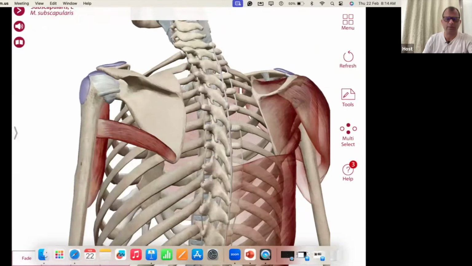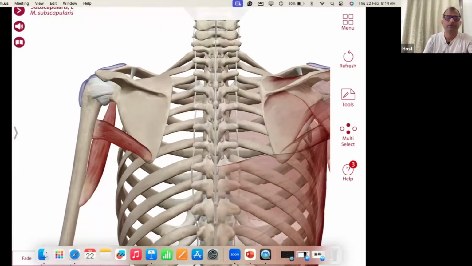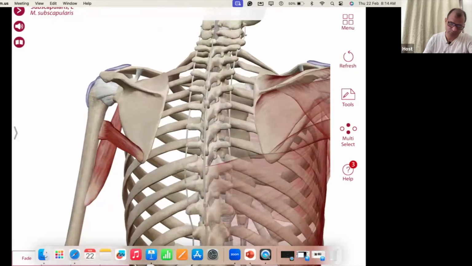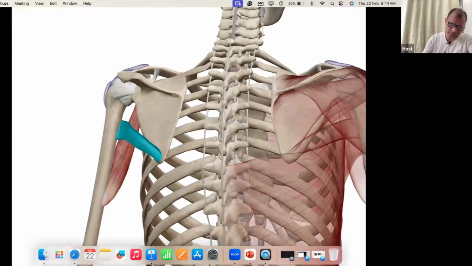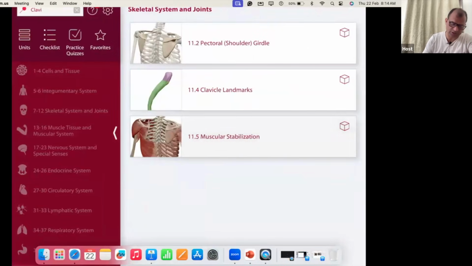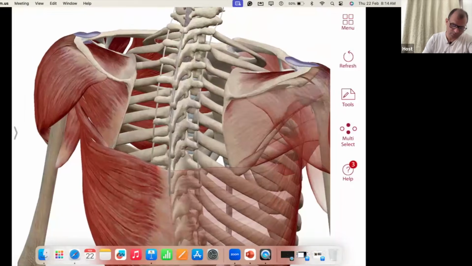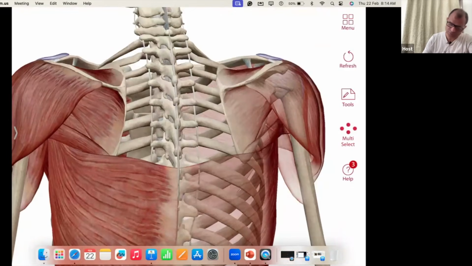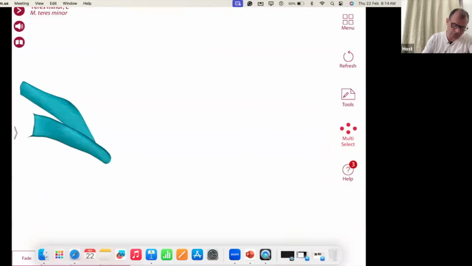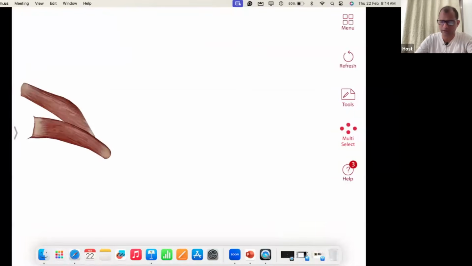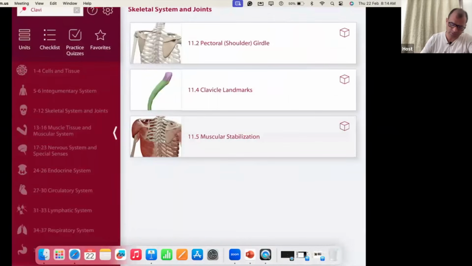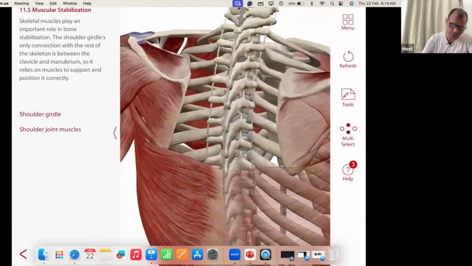The last two muscles I will discuss with you here also provide stability. One is the teres major. Now where is the teres major? Teres minor and teres major are located together. We can see here, one is the teres minor and one is the teres major. The inner one is minor, the outer one is major. Both major and minor muscles are located here and they provide stability.